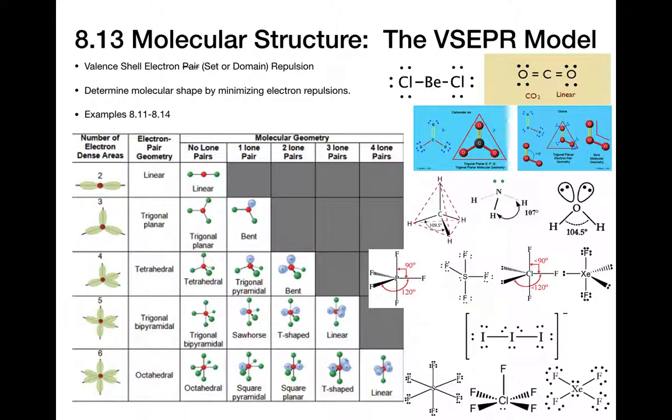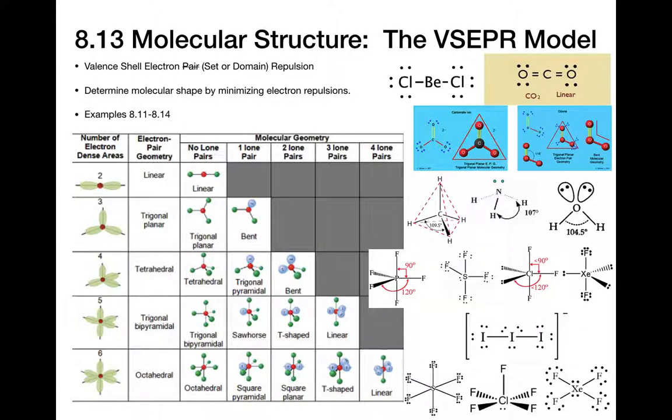SF4 has enough electron sets to be trigonal bipyramidal, but one of the electron pairs on sulfur is an unshared pair, and so SF4 will be a version of trigonal bipyramidal called sawhorse. ClF3 has 2 unshared pairs. We always put the unshared pairs in the equator positions because there's actually a little more space there, and they do need more space because they're more repulsive. ClF3 is going to be T-shaped and have bond angles of 90 degrees.